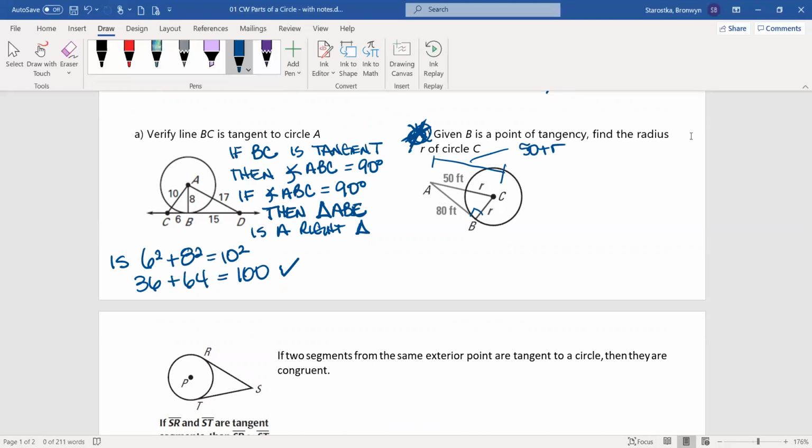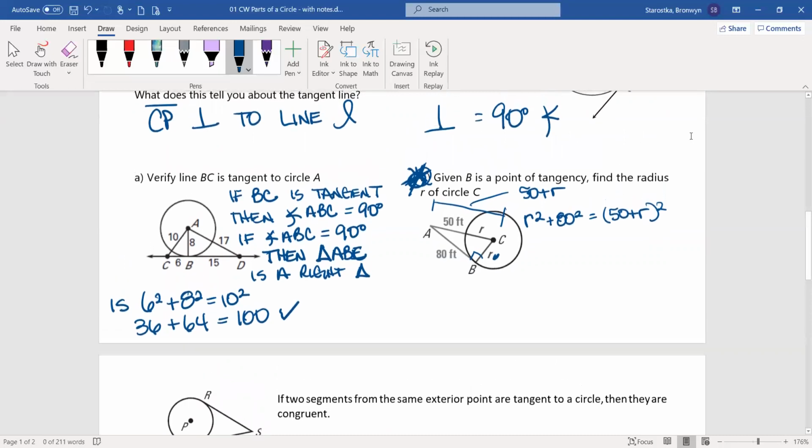So we want to know, well, we already know because it is tangent. We already know that A squared or R squared, and that's this R right here, R squared plus 80 squared equals 50 plus R squared. So this is where a lot of you are going to make a mistake. You're forgetting when you FOIL. So let me do this up above here.